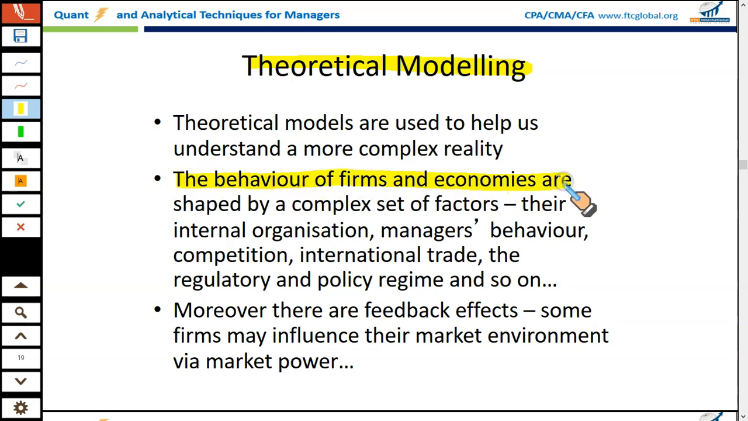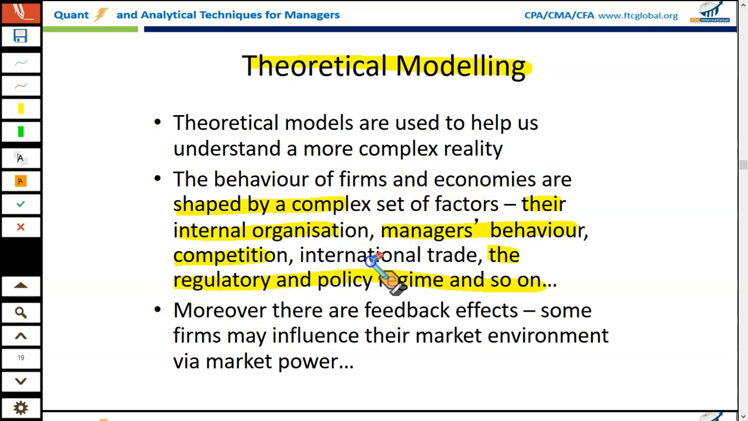The behavior of firms and economies is shaped by a complex set of factors: their internal organization, managers' behavior, competition, international trade, the regulatory and policy regimes, and so on. Yes, makes sense. These models consider many things, like how a company is organized, how managers act, what the level of competition is in which the firm is operating, the industry in which it is operating, trade with other countries, and the government rules, the regulatory regime.